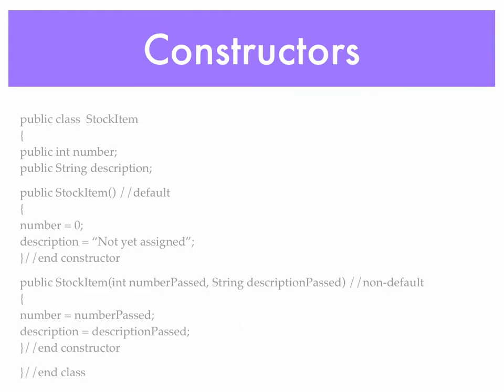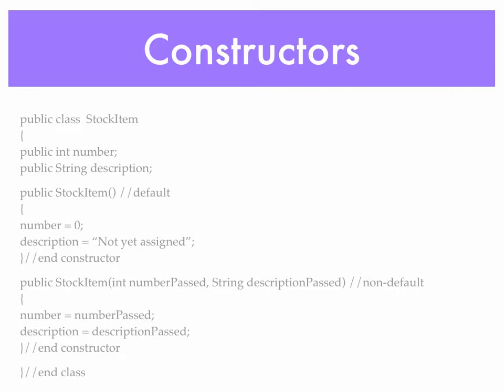So here's an example of some constructors. We've got a class StockItem. It has two public instance variables, and we know we should always make our instance variables private, but just for this demonstration, we'll keep them public. And we've got two constructors. Remember, they're both public. They both have the same name as the class in which they reside. They're non-static, and they have no return type, not even void. And so the default looks for no arguments to be passed to it, and what it does is it gives a value to the instance variables, and the instance variables in this class are the int number and the String description. And you'll see that the default constructor gives values to each of those.